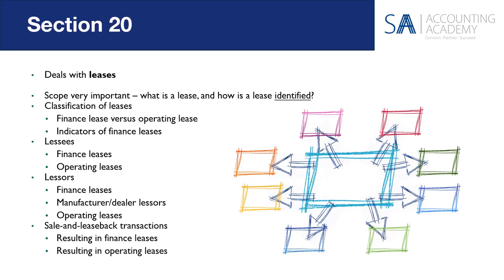Why we look at manufacturer-dealers separately is because there are a few principles that we have to take into account. The fact that someone has selling profit from being a manufacturer, but also earns interest from the leasing component. And then lastly, as I said, sale and leaseback transactions, a quick recap when they result in finance leases and when they result in operating leases.